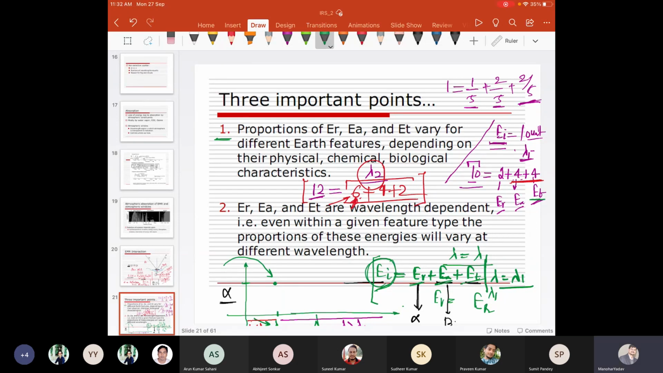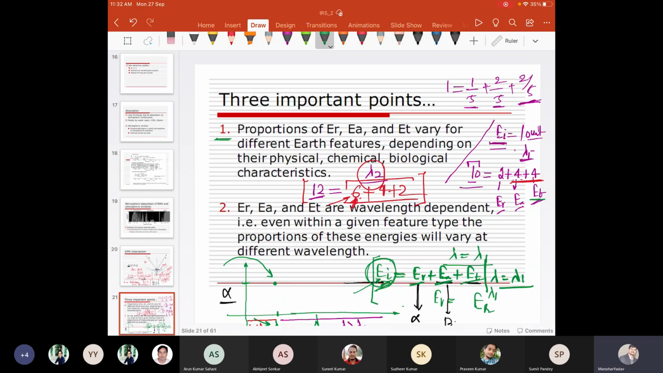See the magnitude of EI at the Earth surface point where it interacts with the material. Here we have selected soil, so at a particular small area of soil, when the EI energy falls, the EI magnitude depends on how much energy is transmitted from the sun and how it goes through the atmosphere. But finally, the energy that reaches that particular soil location is divided into three different forms of energy: ER, EA, and ET.